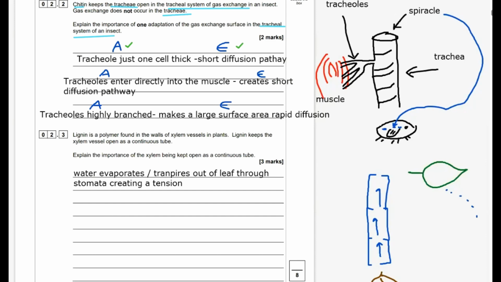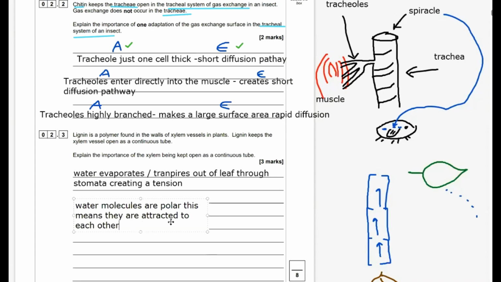Of course, the next thing to consider is that in order for water to move up the xylem, they're going to have to be able to stick together. And water molecules are polar. And what that means is not that they like the Arctic, but actually they're attracted to each other. Okay. Why are they attracted?